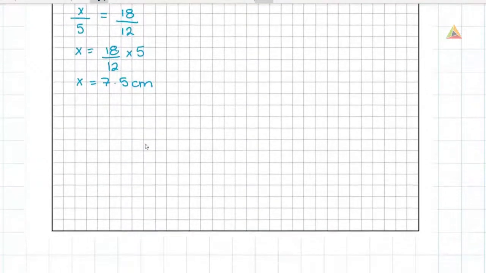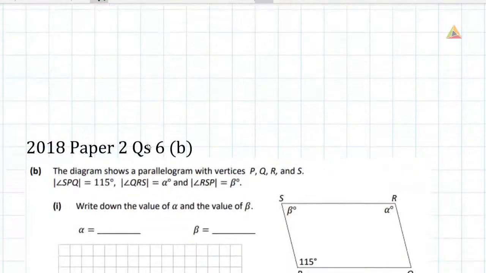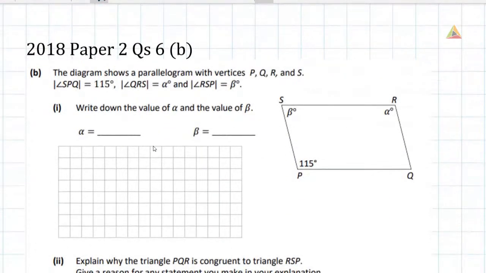Okay, the second question we're going to look at in this lesson is 2018, and this is 2018 paper 2 question 6 part B. And here we have a parallelogram. So this says the diagram shows a parallelogram with vertices P, Q, R and S. So vertices are just the corners. So I can see that this parallelogram has the corners P, Q, R and S.